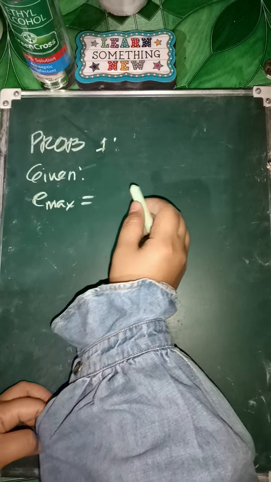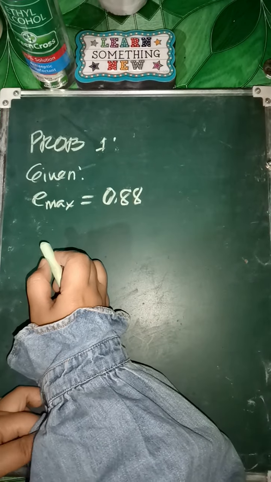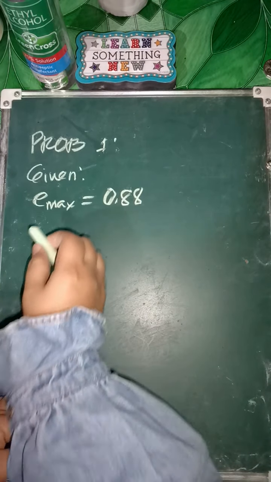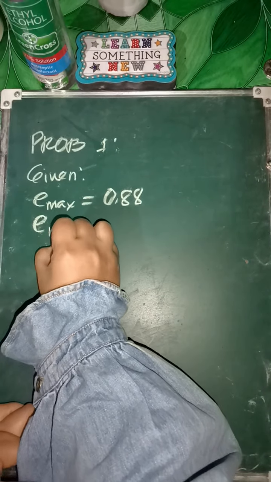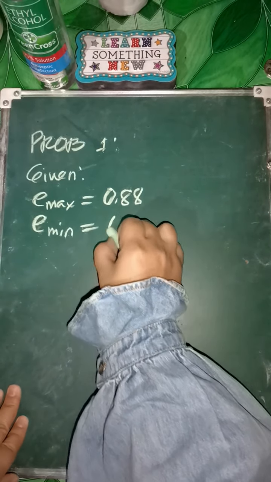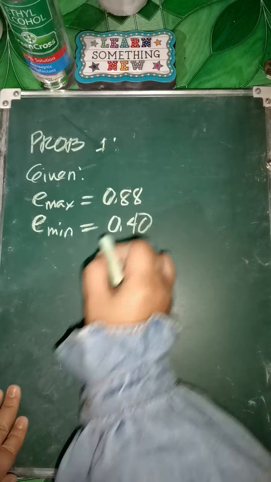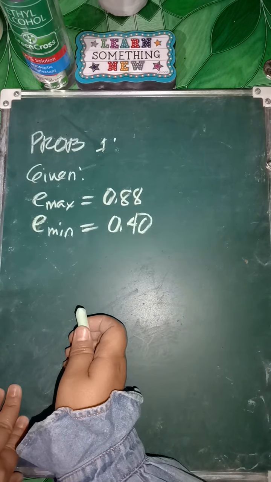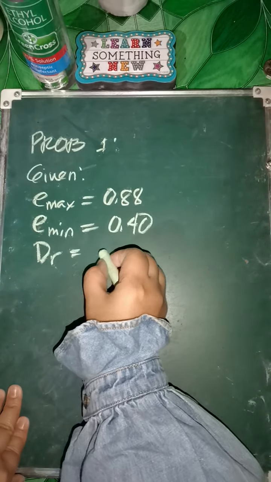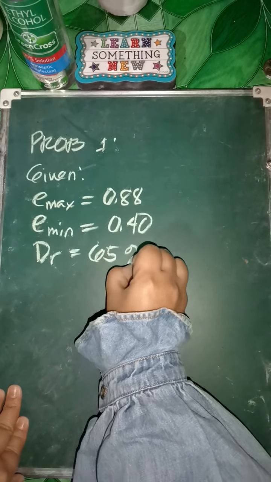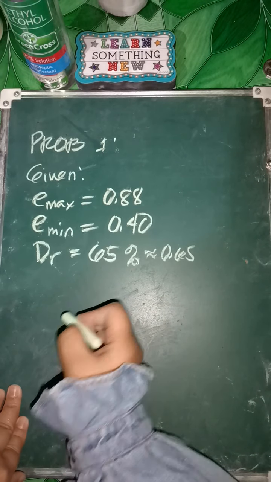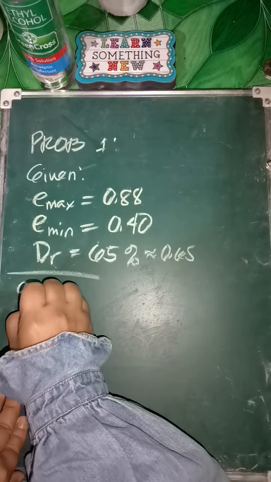So the value is 0.88, and we have a void ratio in the densest condition, so that is equivalent to E minimum. The value given is 0.40. And then we have also given the relative density, denoted as Dr, equivalent to 65%, or 0.65. So compute the following. Let's have first the letter A.